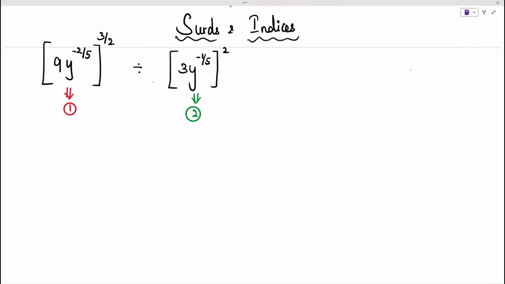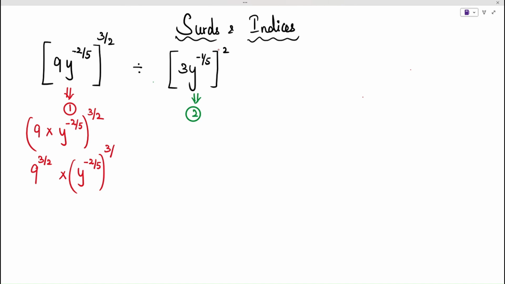So let's start by simplifying part 1. We can split the 2 terms out and we get 9 times y to the power of minus 2 over 5, the whole to the power of 3 over 2. Now what we can do is raise the values in our brackets to the power of our indices. So you have 9 to the power of 3 over 2 multiplied by y to the power of minus 2 over 5, the whole to the power of 3 over 2.